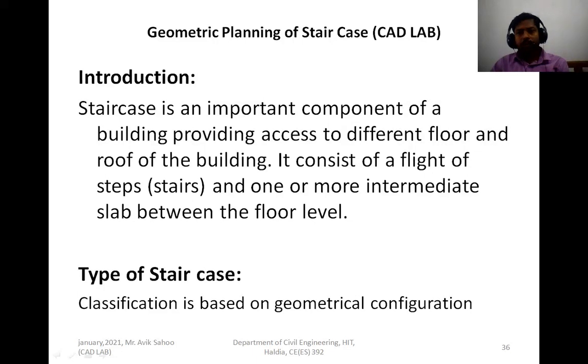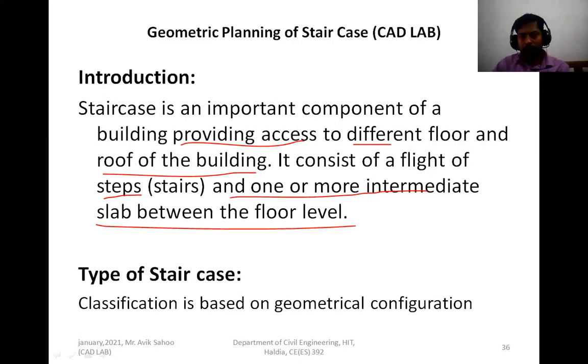Now you know that in building, the staircase is an important component of a building, and it is basically used to go from one floor to another floor. It means that it provides access to different floors and roof of the building. Now the staircase consists of flight, then steps. Steps are made over flight, and one or more intermediate slabs between the floor levels.